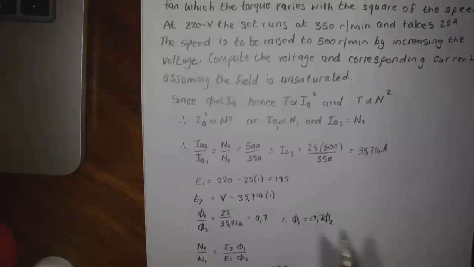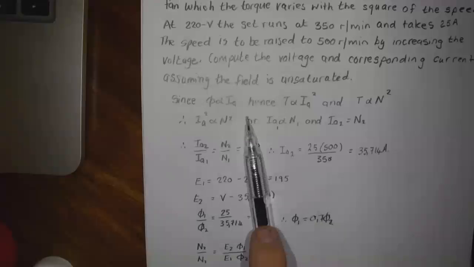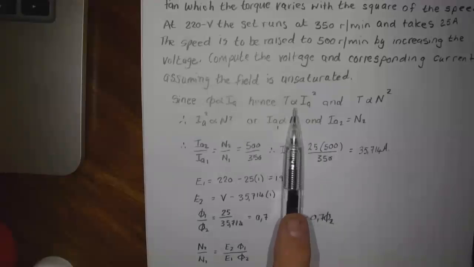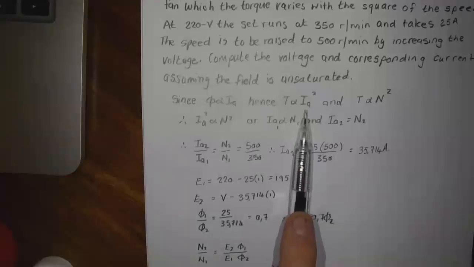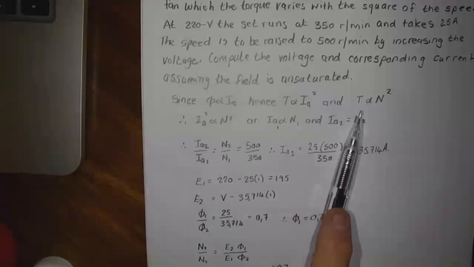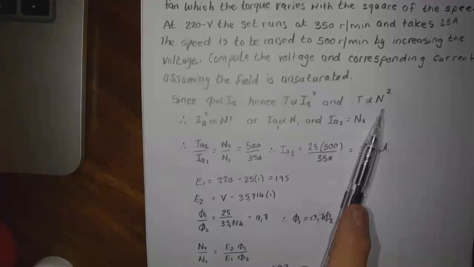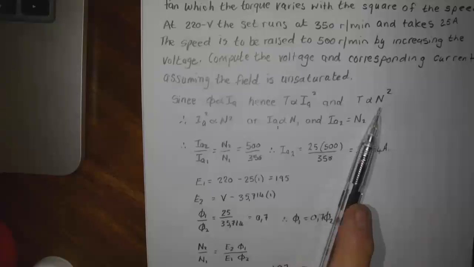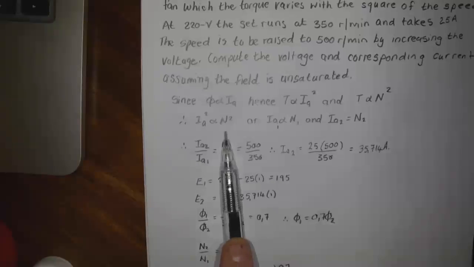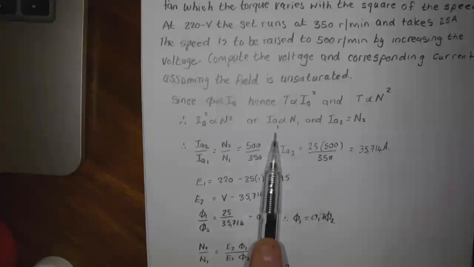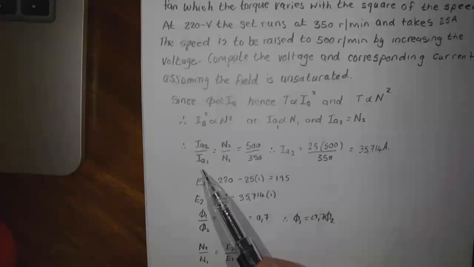There we can say that since flux is directly proportional to the armature current, the torque is directly proportional to the armature current squared. Therefore, torque is directly proportional to N squared. So IA1 is directly proportional to N1, and IA2 is proportional to N2. So IA2 over IA1 is N2 over N1. That means it's 500 over 300.